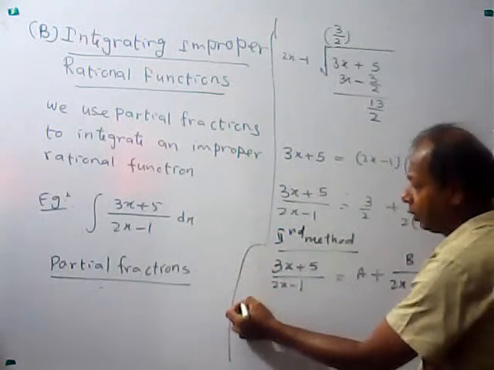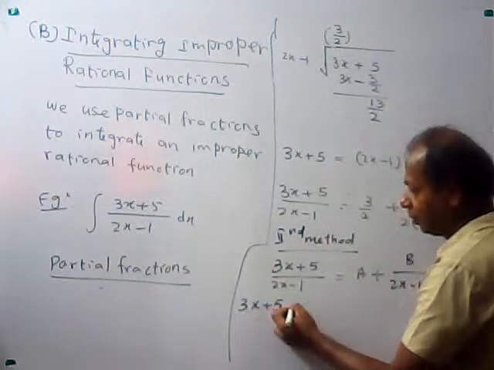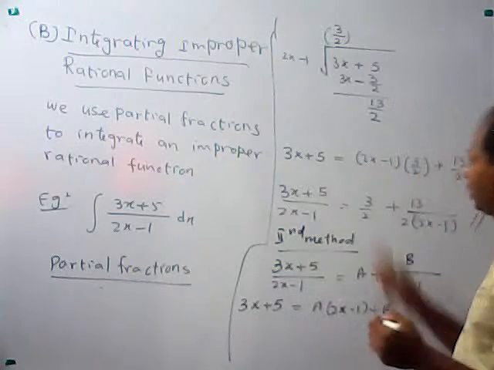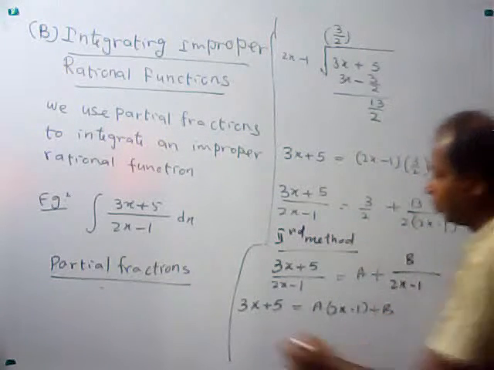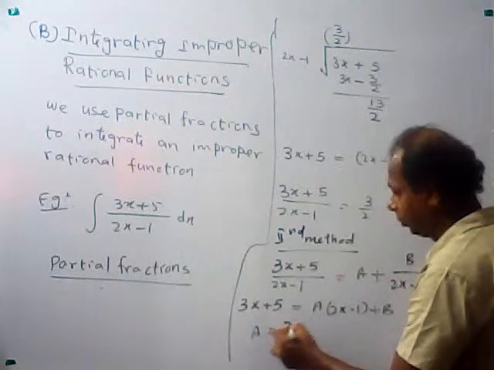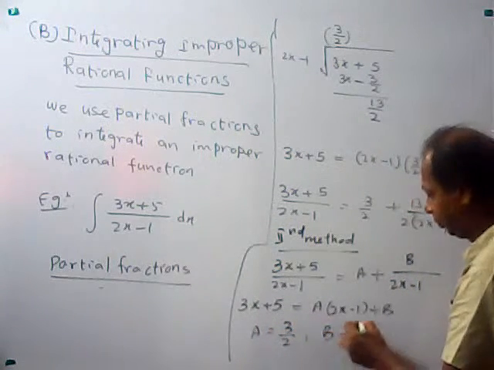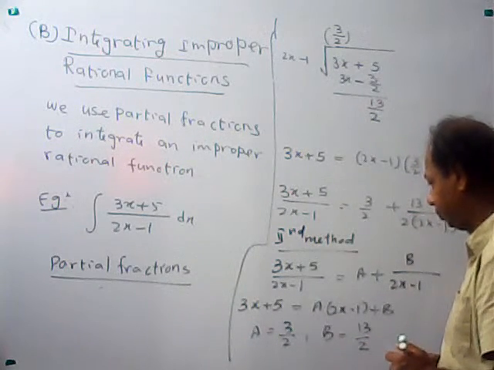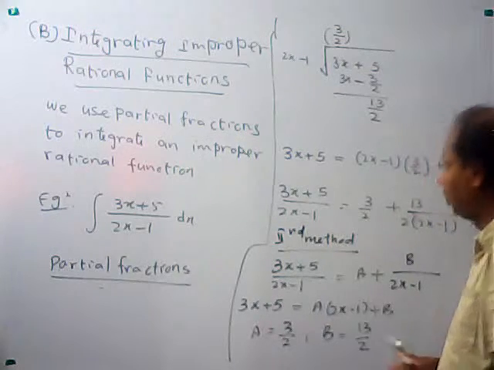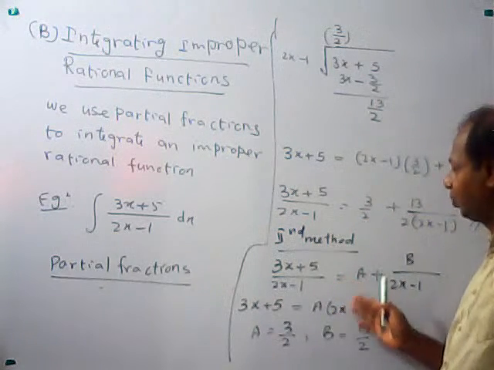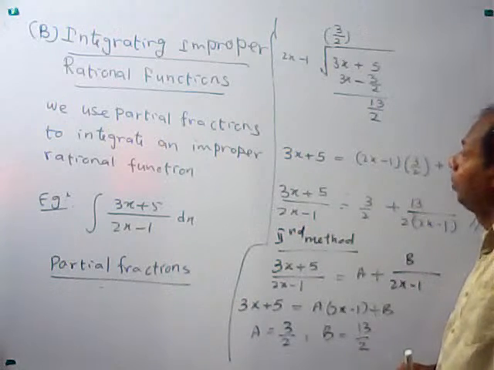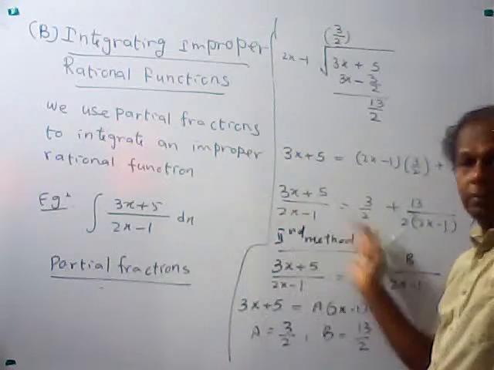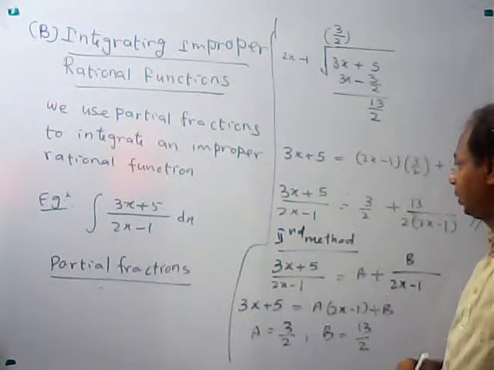in the general method we equate the numerators: a times 2x minus 1 plus b. Simplifying, a equals 3 over 2, b equals 13 over 2. So make partial fractions the same way, right? In this method also, you can use them to integrate the function. I'll explain, I'll do it again.